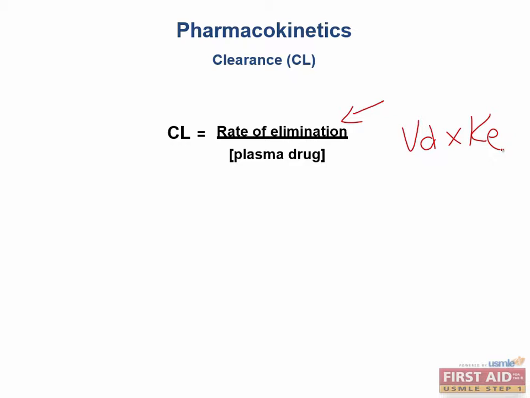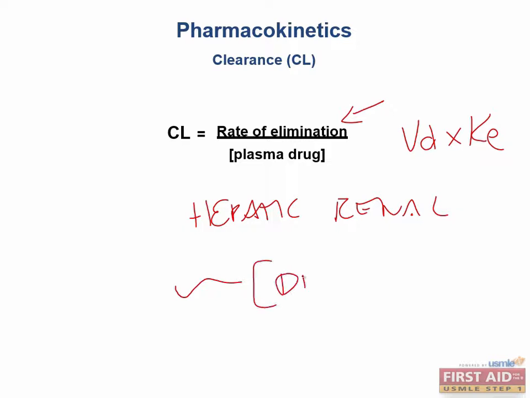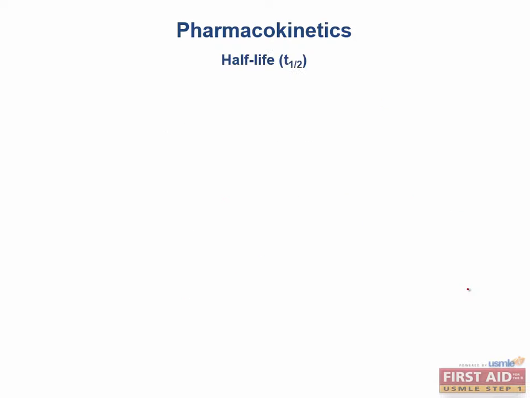Clearance in the human body is mainly dependent on hepatic or renal function. Most drugs that we give people have a constant clearance, which means that the rate of drug elimination is directly proportional to the concentration of the drug that is inside of the patient. This is called first order elimination. We'll get into this in a second.